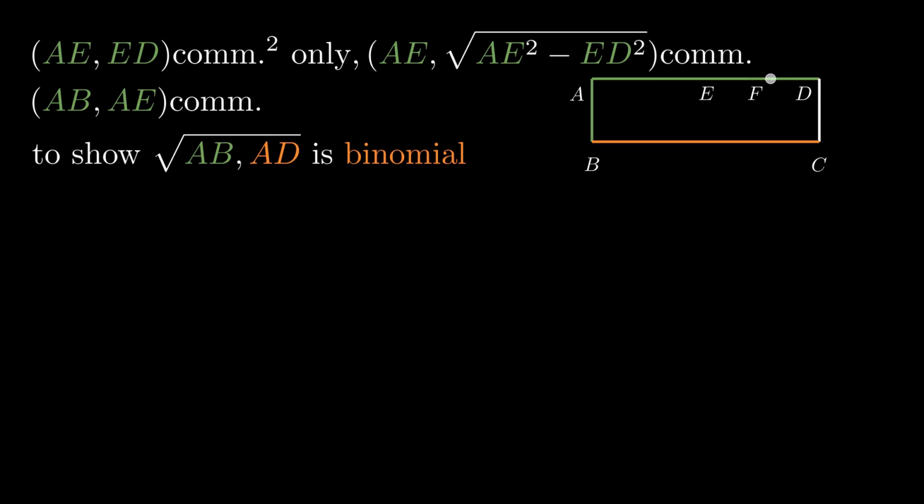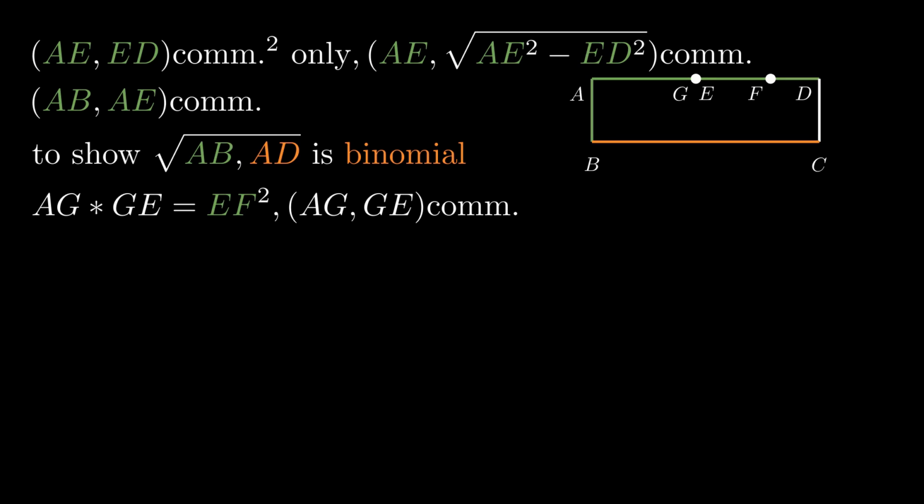Bisect ED at F and use proposition 10.17 to cut AE at G so that AG times GE is equal to EF squared. The same proposition says AG and GE are commensurable. Let's now make some rectangles by drawing GH, EK, and FL.